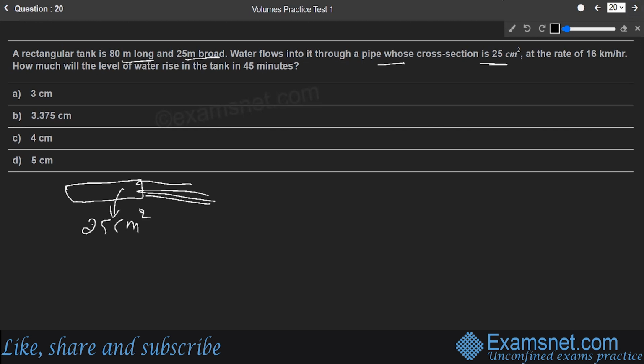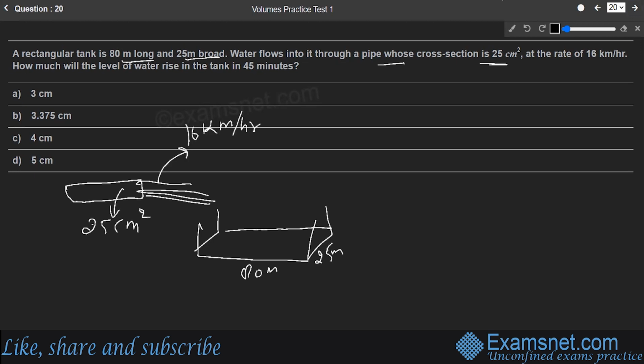Then he says this has to fill a rectangular tank whose length is 80-meter and whose breadth is 25-meter. Water flows through it at the rate of 16 kilometer per hour. So the speed of the water is 16 kilometer per hour. How much will the level of the water rise in the tank after 45 minutes? With this speed, if the water keeps on flowing, let's say the initial level of the water is this. He's asking by how many meters the level will rise because of this filling after 45 minutes. This is the question.